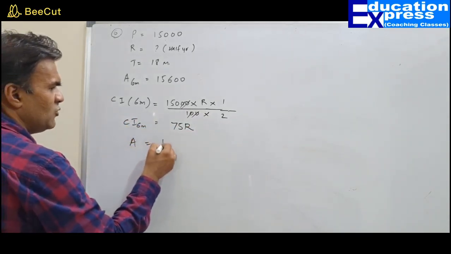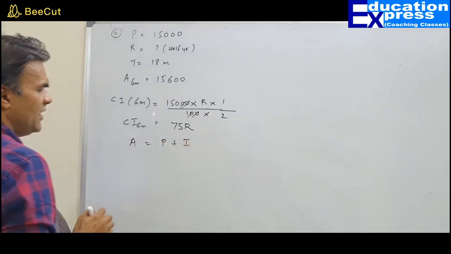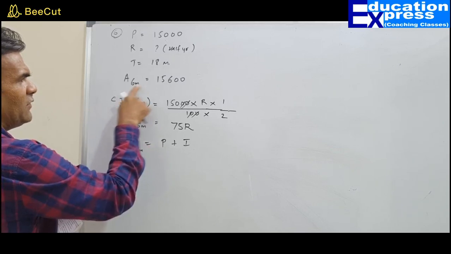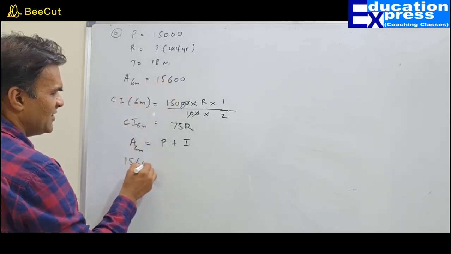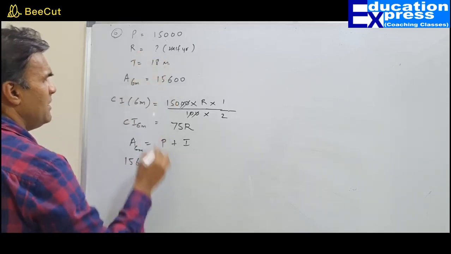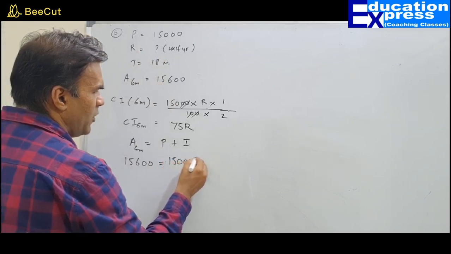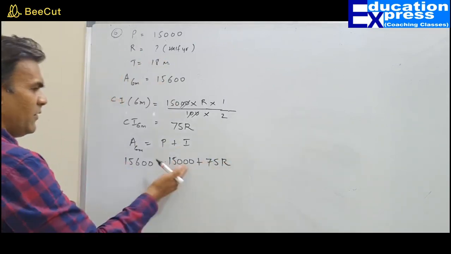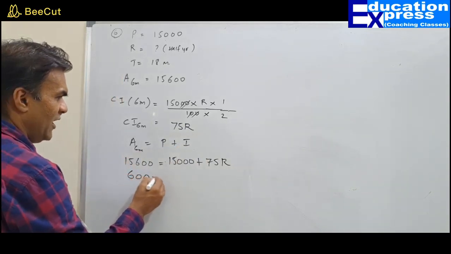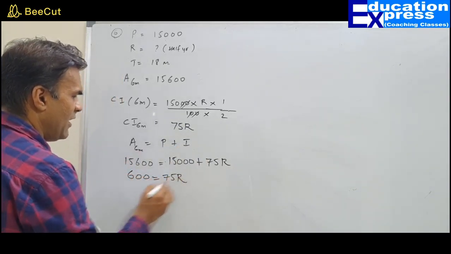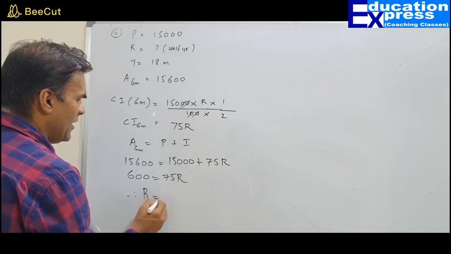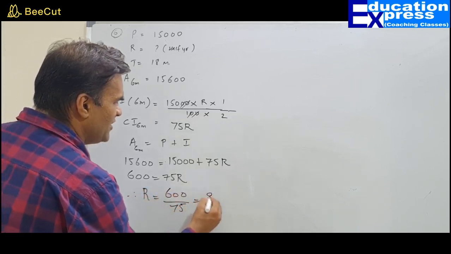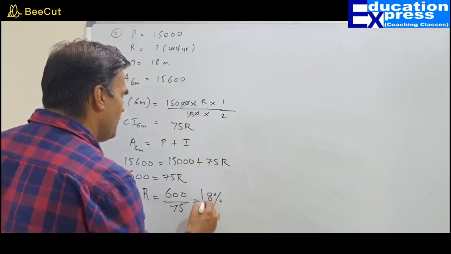So amount equals to principal plus interest. Is the amount given at the end of 6 months? Yes, sir. Amount at the end of 6 months is 15,600. What is the principal? Sir, 15,000. What about I? 75 R. Now when you solve this, 600 equals to 75 R. Therefore, R equals to 600 upon 75, which is nothing but 8%. Brilliant.